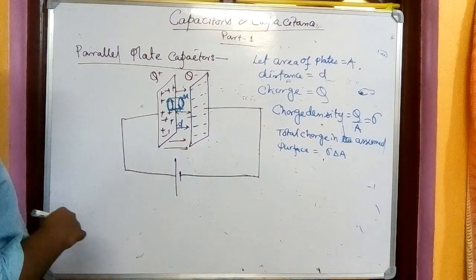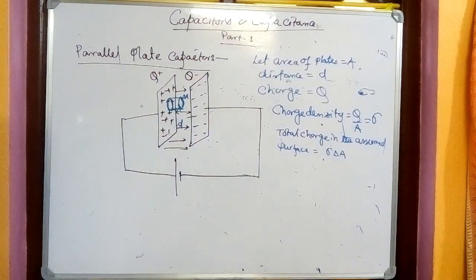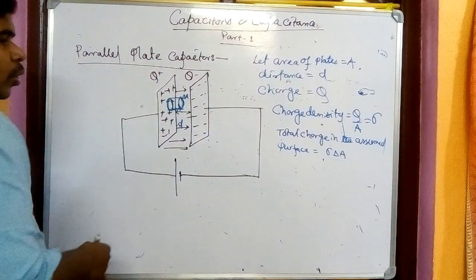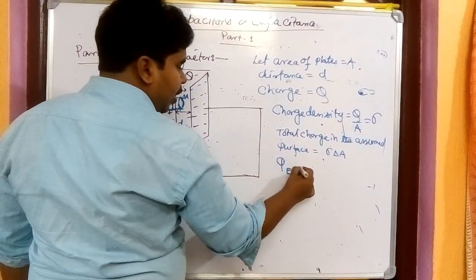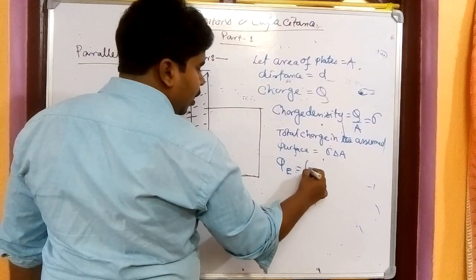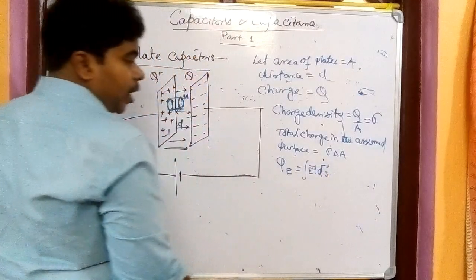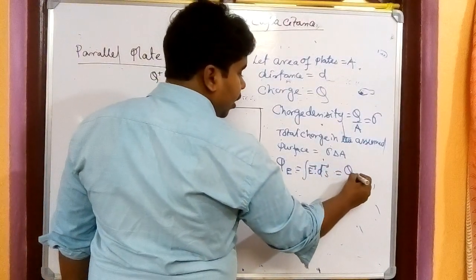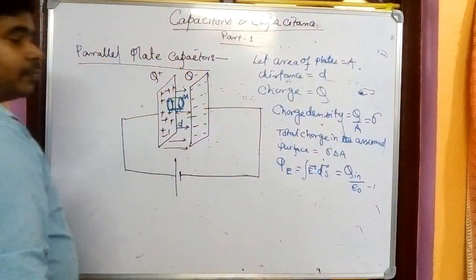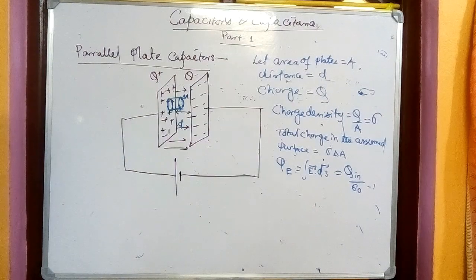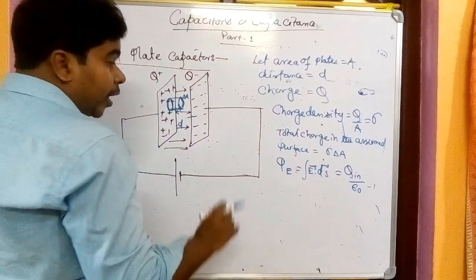Charge density is sigma, so the total charge in delta A is sigma into delta A. From here we can find the flux phi E. Flux phi equals the integration of E dot dS, as per Gauss's law, and that should equal Q inside, or Q enclosed, by epsilon naught, that we know, right?